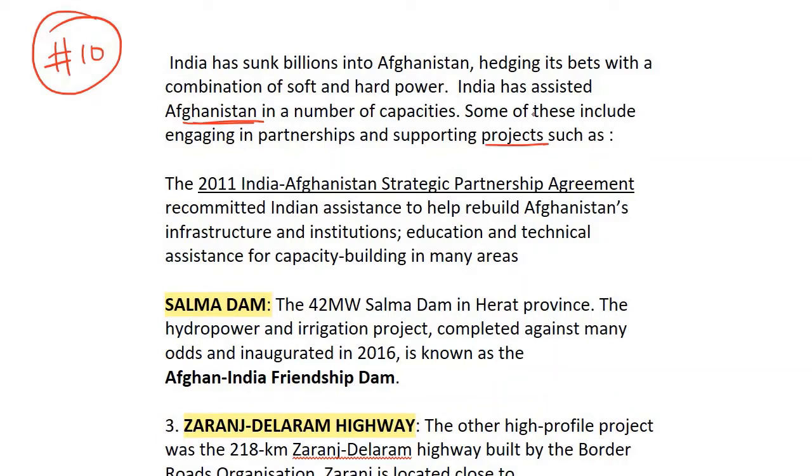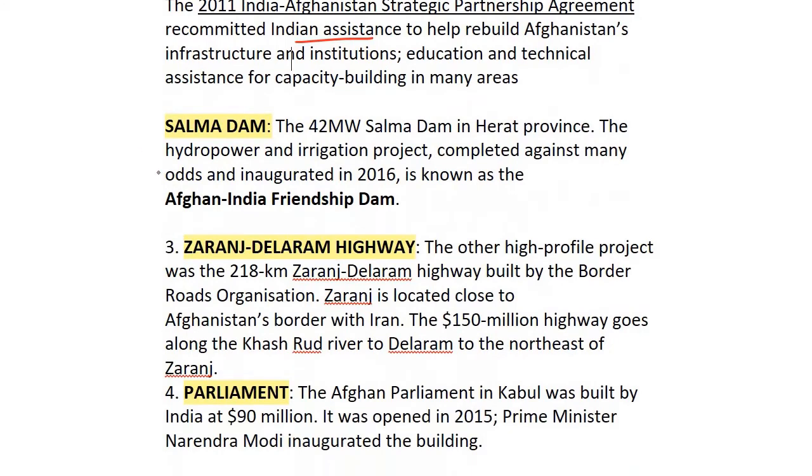We'll just see the names once, so we'll have an idea of which projects India has given its assistance or partnership in. The 2011 India-Afghanistan Strategic Partnership Agreement recommitted Indian assistance to help rebuild Afghanistan's infrastructure, institutions, educational and technical assistance for capacity building in many areas. That time this agreement had taken place. Now what is important for us? Salma Dam.